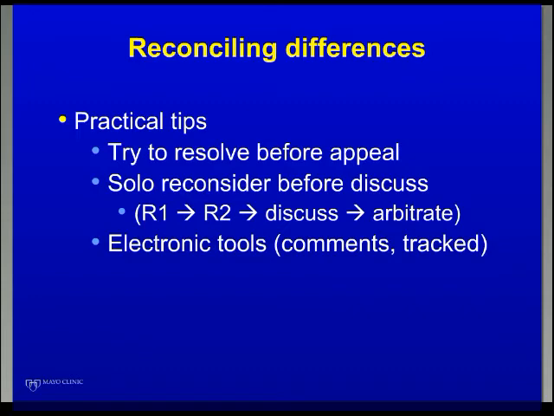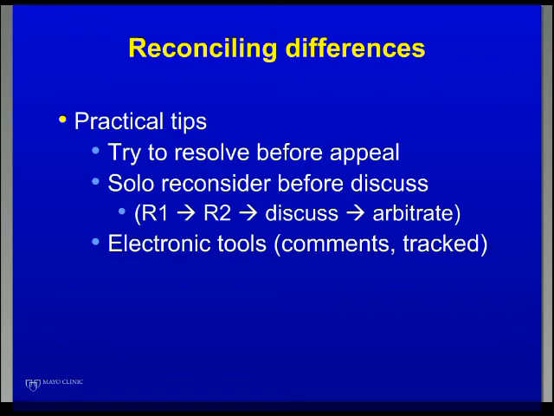Second tip, rather than jump on the phone or meet in person to resolve all the differences, I've learned that it's a lot more efficient to have one person go back through all the differences and resolve as many as he or she can on their own.